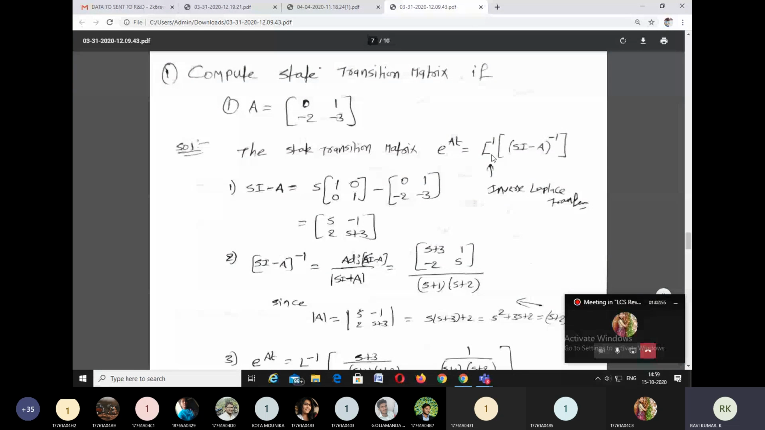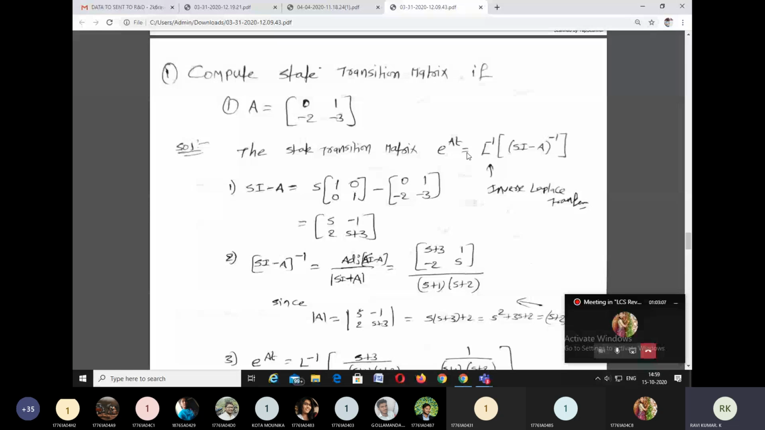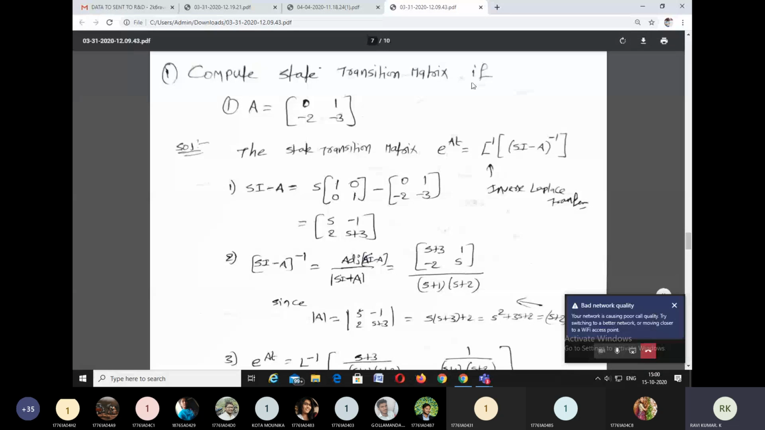దీనికి Laplace inverse చేయాలండి. This is a state transition matrix. In the problem they will give the ẋ = Ax + Bu, y = Cx + Du state space model, but we don't require the B, C, D matrices there, we require only the A matrix, right? So for calculating this state transition matrix, compute the state transition matrix if A is equal to [0, 1; -2, -3].